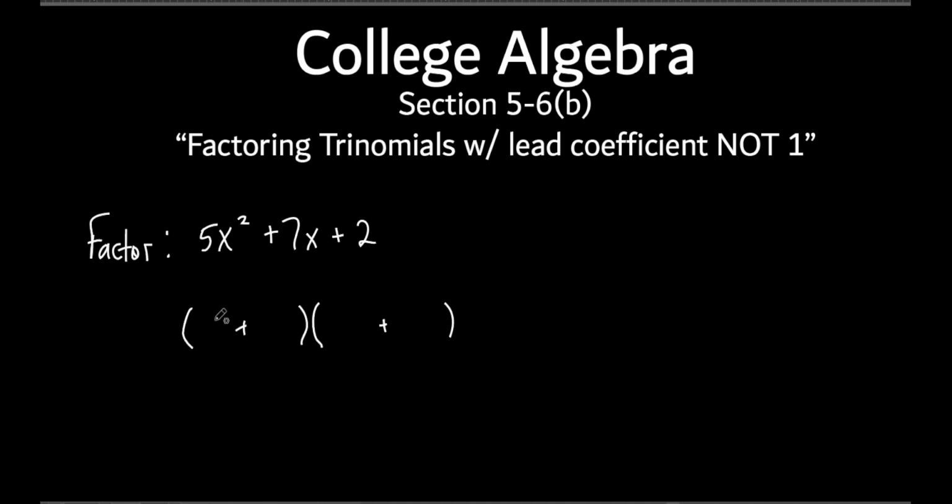So this first one times this first one has to equal what? Not just 5, but 5x squared. Again, this is pretty easy because there's not many choices for 5, and there's not many choices for 2. So what times what equals 5x squared? 5x times what? Times 1x. Good. Would you agree? And what times what equals 2?